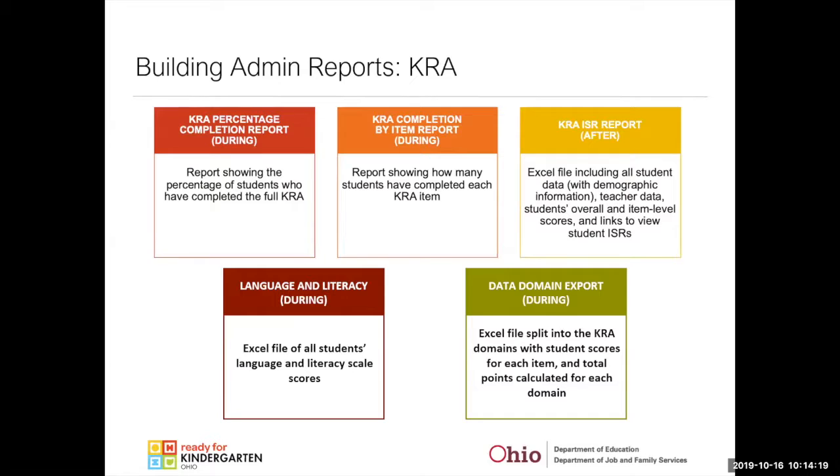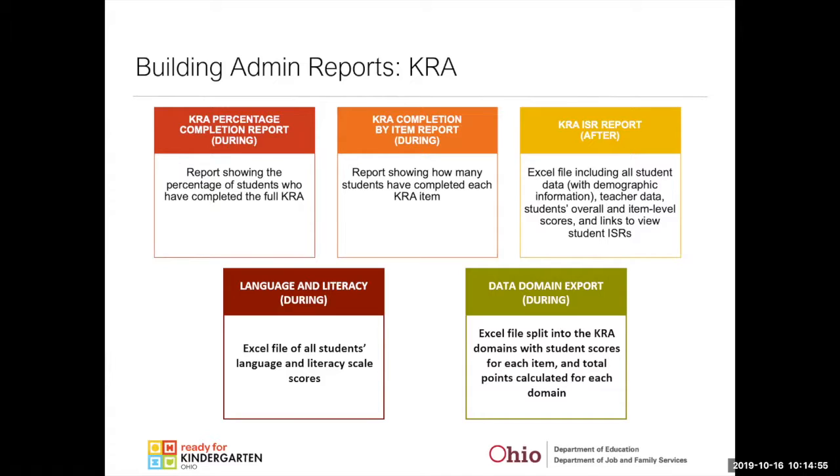For the KRA, there are 5 different reports that can be pulled as a building administrator. As you can see, 4 of those you can pull during the assessment period. There's only one that you can pull after, and we'll go ahead and just state that it is the KRA ISA report. This is for building administrators, and can be pulled after the window closes, which is November 1st. Usually I would say probably about the 2nd week to 3rd week in November, but again, we will definitely inform everybody when that does happen.